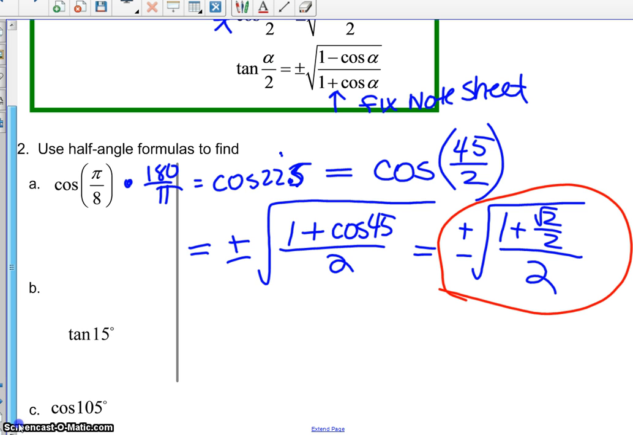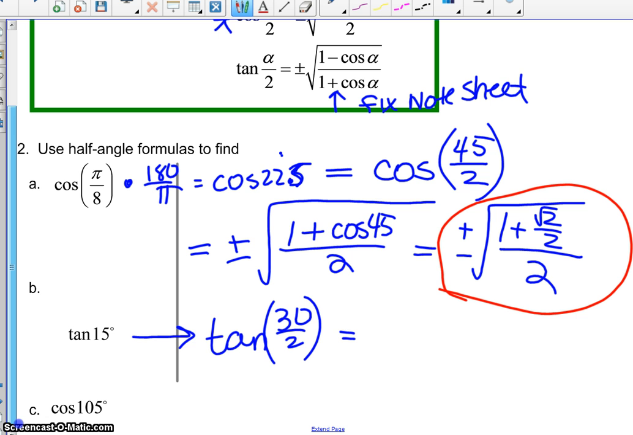So let's look here now. My next problem is the tangent of 15 degrees. I could make this into a subtraction problem. Don't get me wrong. I could say tangent of 15 degrees is really tangent of 45 degrees minus tangent of 30 degrees. It would work. We would get the right answer. But I'm giving you another option. I could also say this is the tangent of 30 degrees divided by 2.